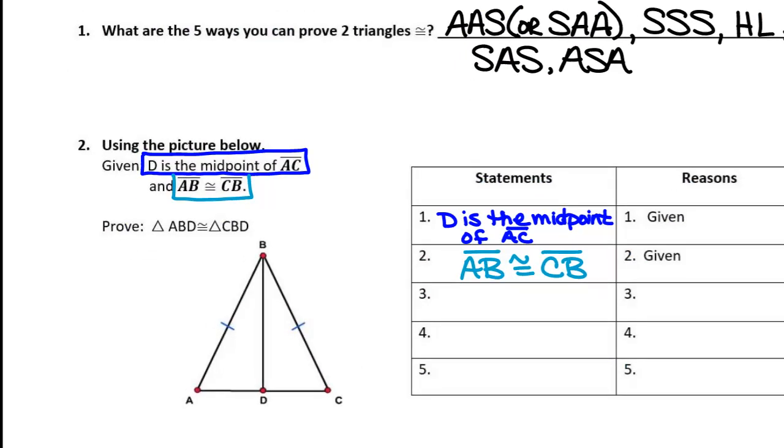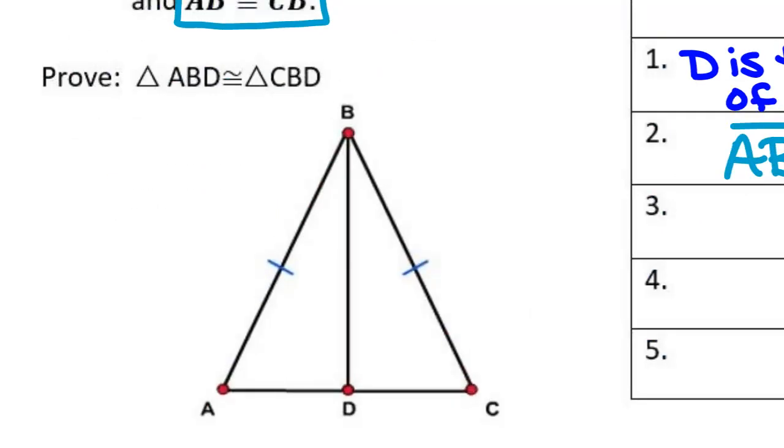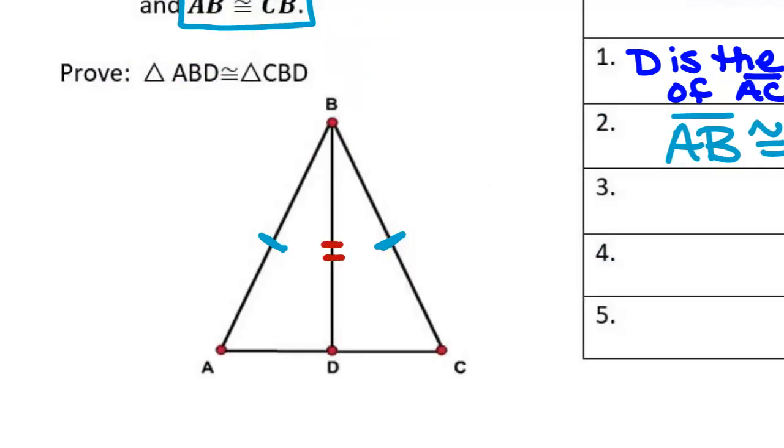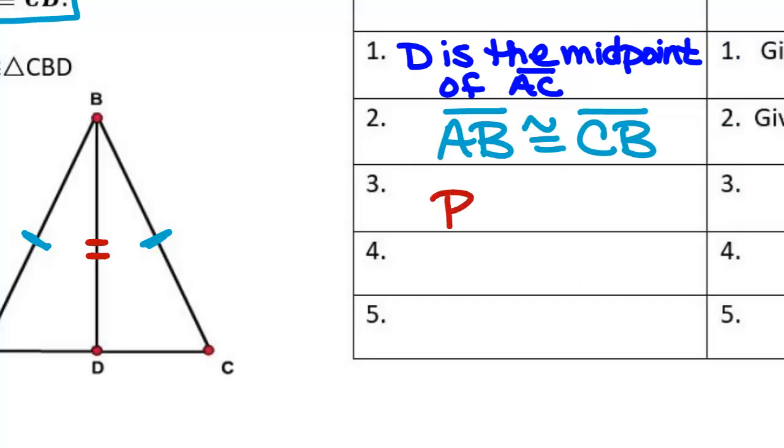Is this, AB is congruent to CB, marked for me on the picture already? Yep, right here. If it's not marked on the picture, I'm going to come in and add it. We have what is congruent marked on the picture, we have it written down on our statement side, and we have the reason that we're allowed to have those markings, because it was given. Is there anything on this picture that I'm allowed to mark that wasn't given to me? BD is congruent to itself. That's my shared side. So BD is congruent to BD.